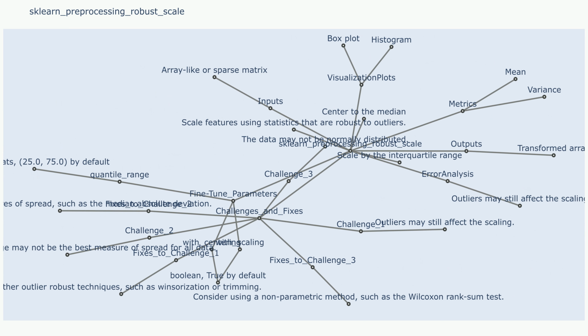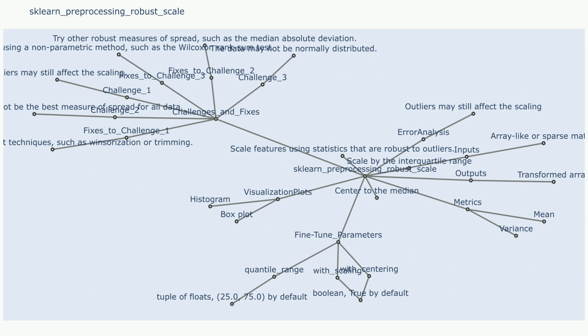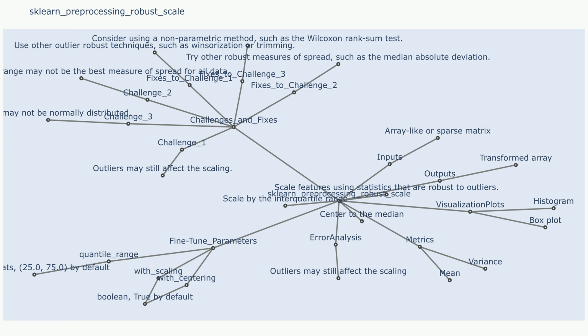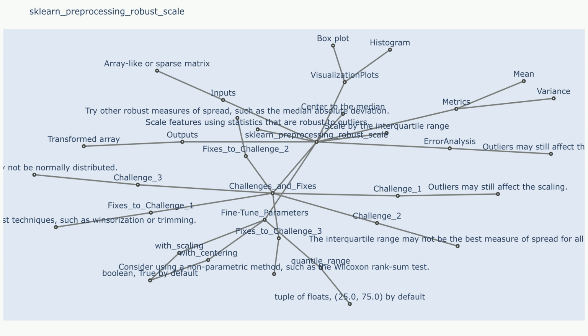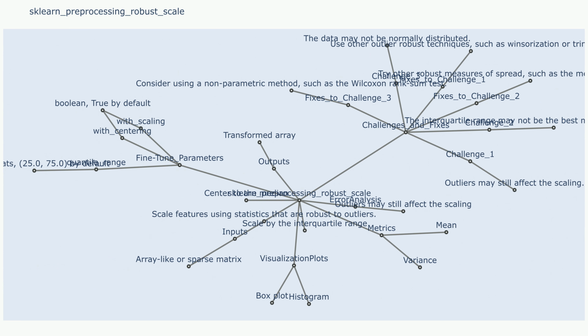Defaults to (25.0, 75.0), which corresponds to the IQR. copy, Boolean: whether to copy X or perform in-place scaling. Outputs. X_scaled: the scaled data. X: the original data. Steps. Centering subtracts the median from the data. Scaling divides the data by the quantile range.